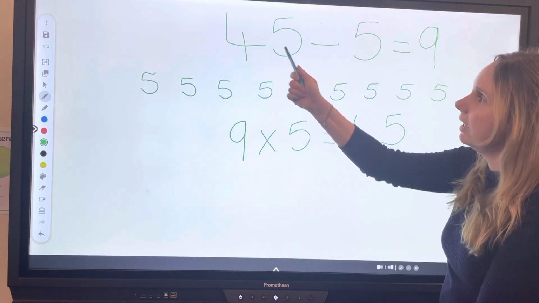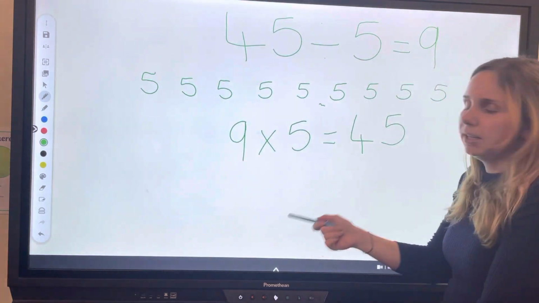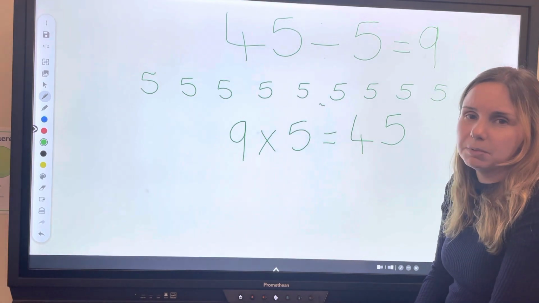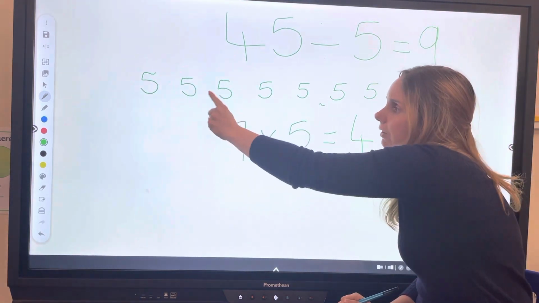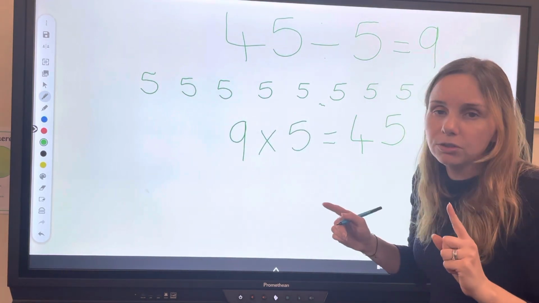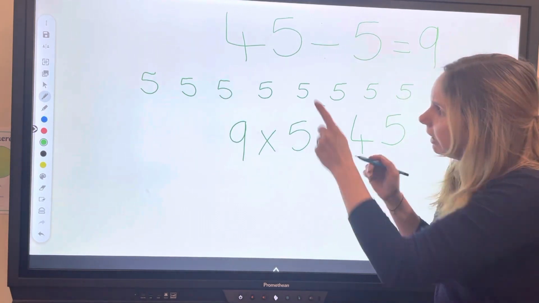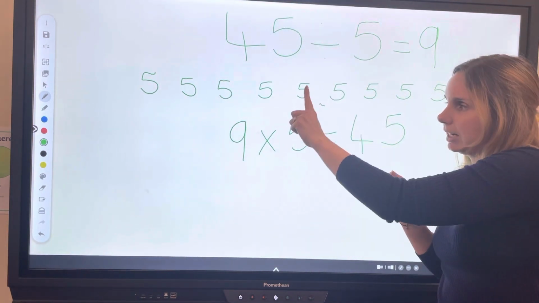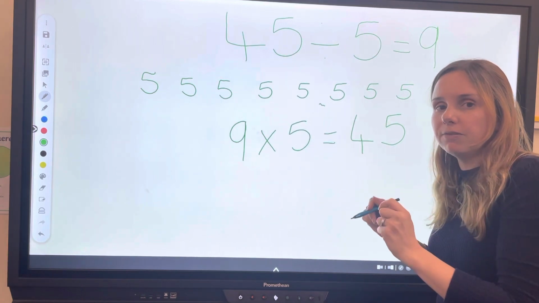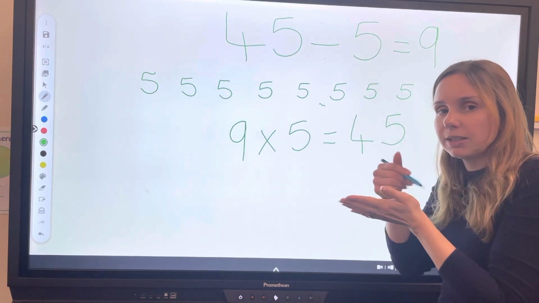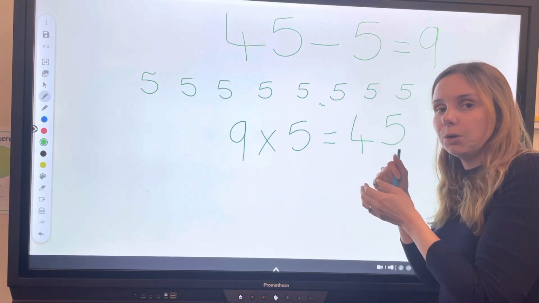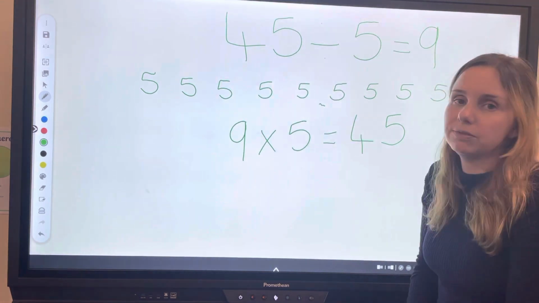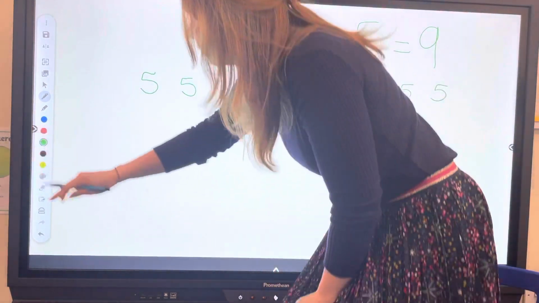But you will see, sharing 45 to 5 groups is going to take a long time. So please try and work on counting in 5s. Or if you've got 100 square at home, you may look at your numbers and you may count down and across in 5s and see how many times you had to circle the multiple of 5 until you got to 45.